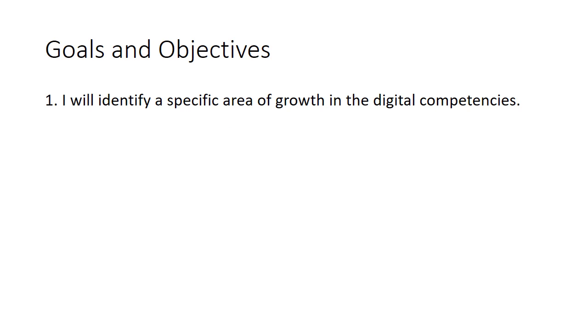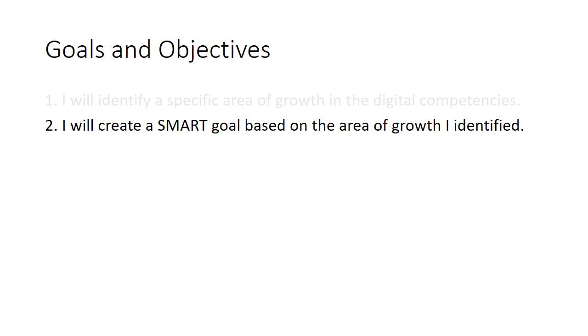We're going to review the goals and objectives for the module. First, we're going to be able to identify a specific area of growth in the digital competencies. So keep that in mind. This e-lesson isn't necessarily going to cover the specific areas of growth that you identified, but we are going to focus on this next part, creating a SMART goal based on the area of growth.